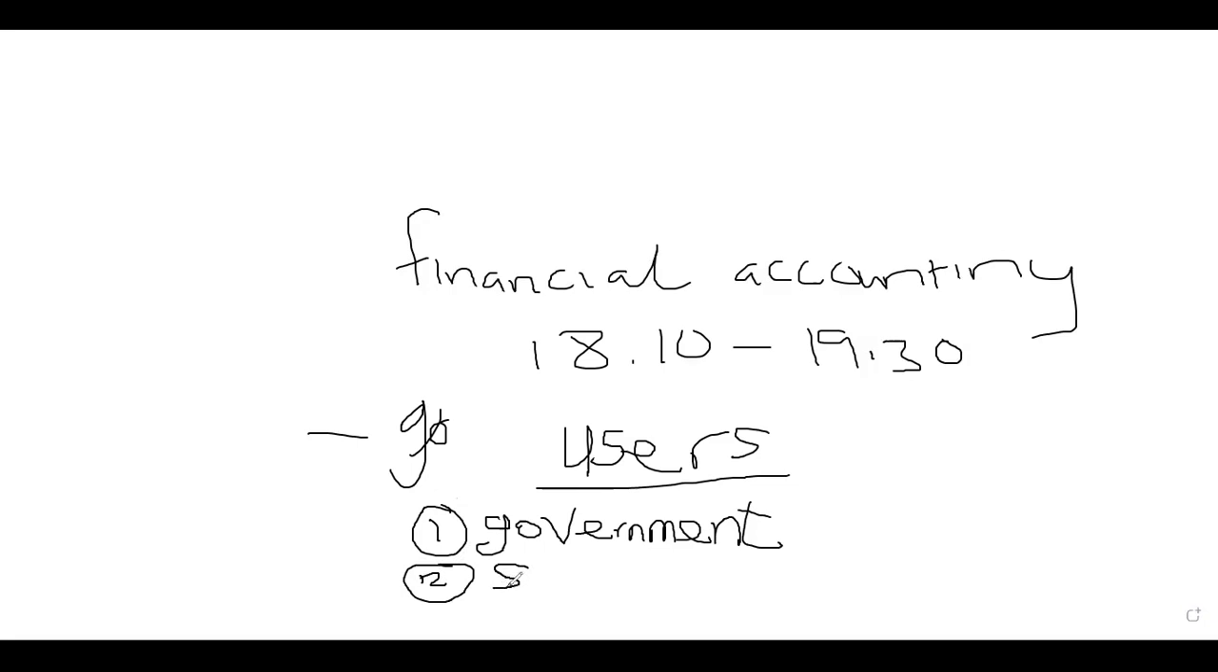The suppliers are other users of financial accounting. Suppliers need to know if you are doing fine, so that they know if you are going to continue supplying goods on credit for you. The customers need to know the financial statements of the company, so that they know if they can continue buying from you.